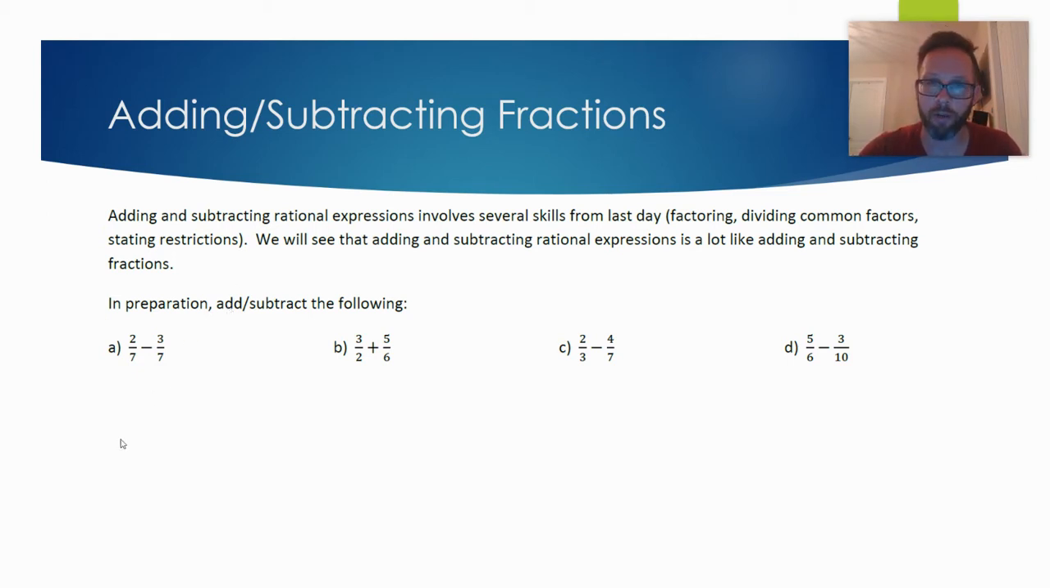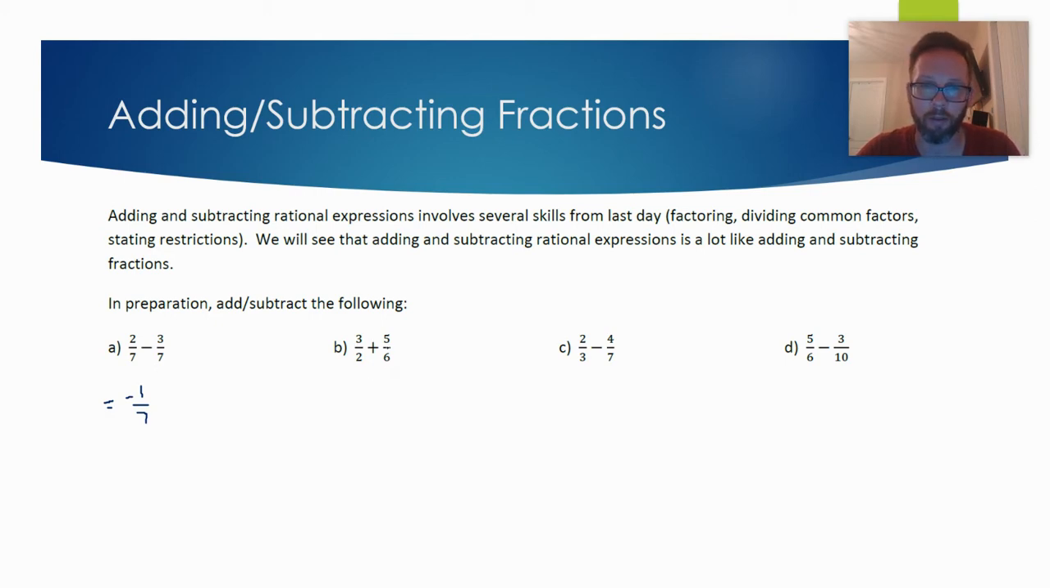So in preparation for what we're doing today, we need to be able to add fractions. So let's just quickly review adding and subtracting fractions. Of course, if the denominators are the same, 2/7 and 3/7, they're like terms, right? It's like doing 2x minus 3x. It's -1. Instead of -x, it's -1 over 7.